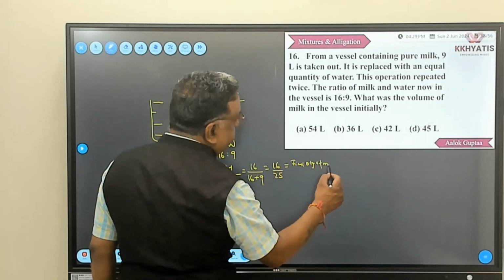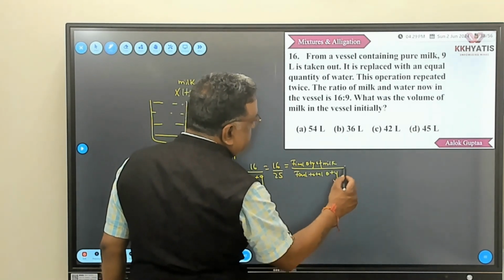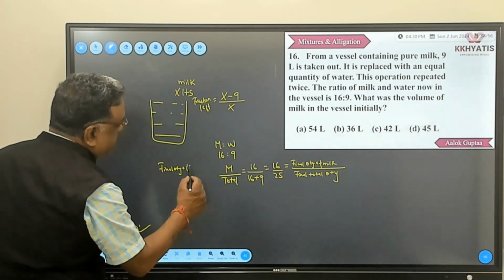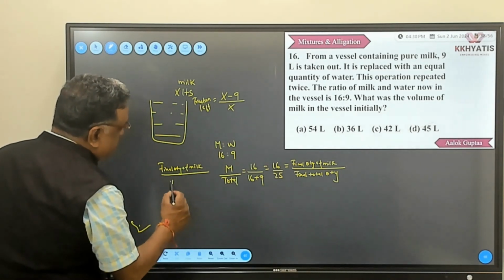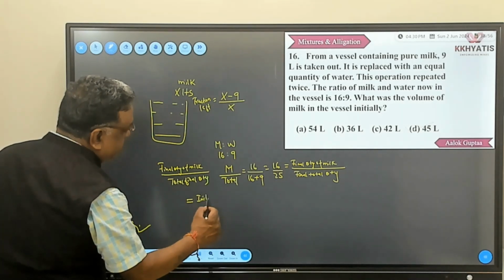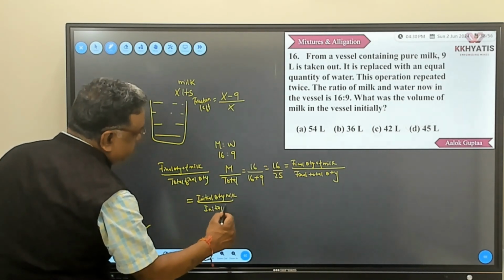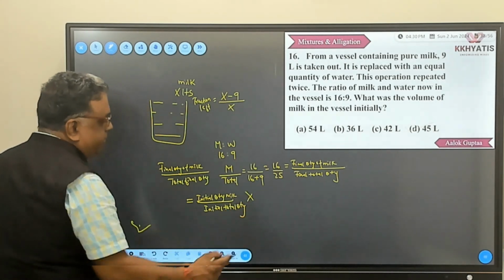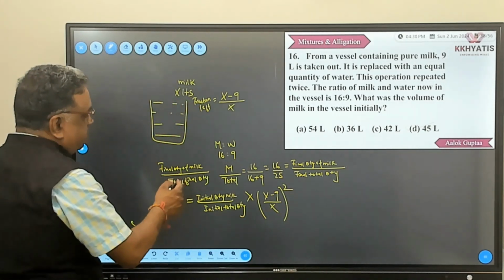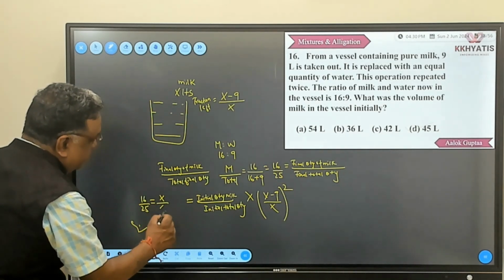of milk upon final total quantity. So now we'll apply our concept: final quantity of milk upon total final quantity should be equal to initial quantity of milk upon initial total quantity into the fraction left, which is ((X minus 9) upon X) whole square. So final quantity of milk upon total final quantity is 16/25. Initial quantity was X upon total initial quantity also was X.